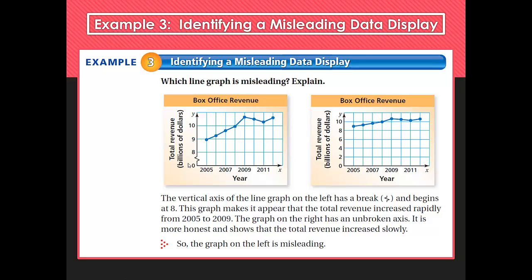This graph makes it appear that the total revenue increased rapidly from 2005 to 2009. So it looks like from 2005 to 2009 that the total revenue increased rapidly. The graph on the right has an unbroken axis. It goes up by 2s. It is more honest and shows that the total revenue increased slowly. So from 2005 to 2009, it just looks like it went up slowly. It does not look like it went up quickly. So the graph on the left is misleading.